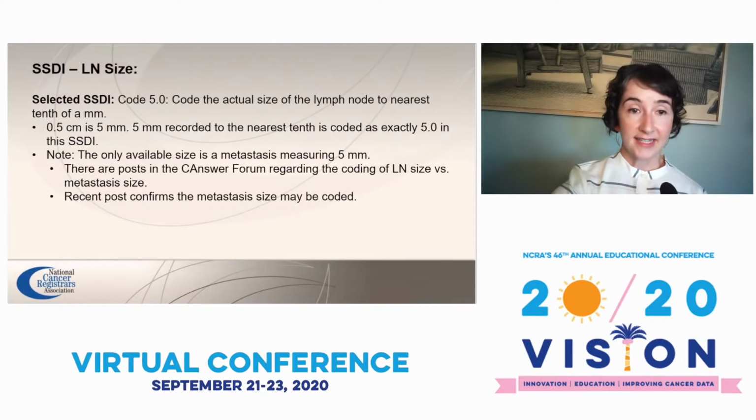Our selected SSDI code is 5.0, the actual size of the node to the nearest tenth of a millimeter. Half a centimeter is 5 millimeters, and 5 millimeters to the nearest tenth is coded as exactly 5.0 in this SSDI. The only size is the METS size in this case, and there are many posts in the CANSER forum regarding the coding of lymph node size versus METS size, but a recent post confirms the size of the METS may be coded. This SSDI is discussed in the PDF document in more detail, and it also includes that CANSER forum post.